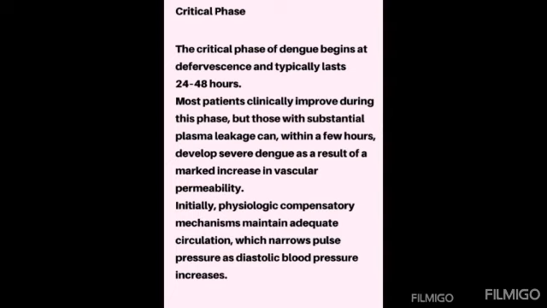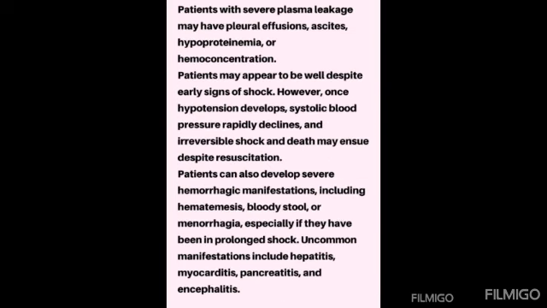Most patients clinically improve, but some patients with substantial plasma leakage develop severe dengue. Patients with severe plasma leakage may have pleural effusions, ascites, hyperproteinemia, or hemoconcentration. Patients may appear to be well despite early signs of shock. However, once hypotension develops, systolic blood pressure rapidly declines and irreversible shock and death may ensue despite resuscitation.